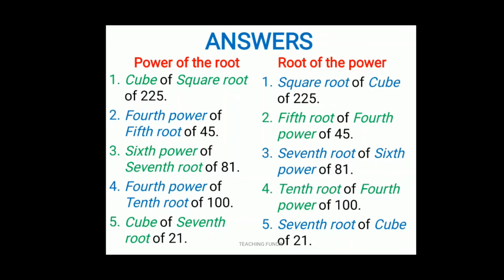21 raised to 3 upon 7. Here you can't use the word third, you have to use the word cube. For 3 you have to use the word cube, and for 2 you have to use the word square root. So cube of 7th root of 21. And in the next column you have to start from the root: 7th root of cube of 21.